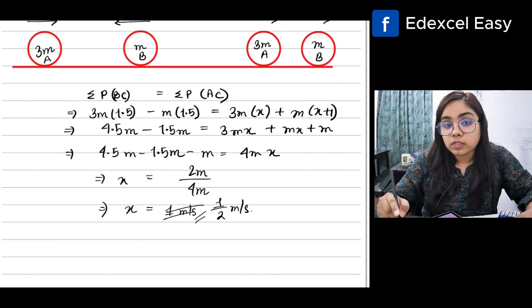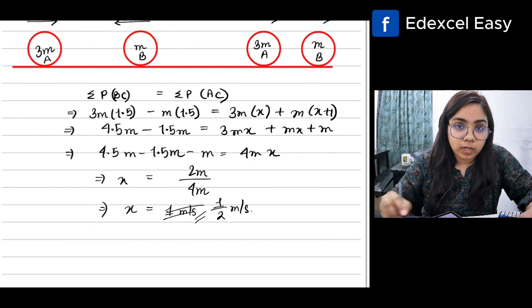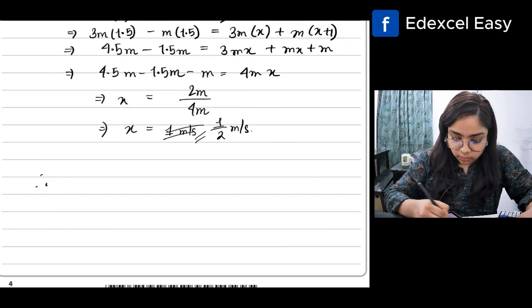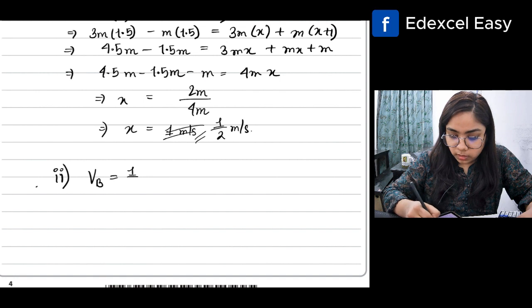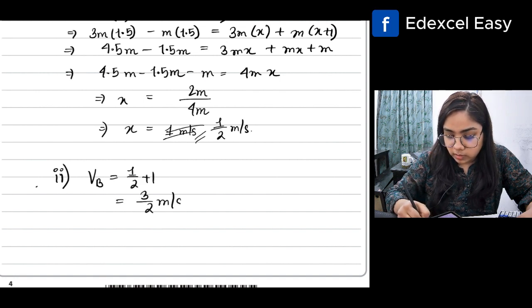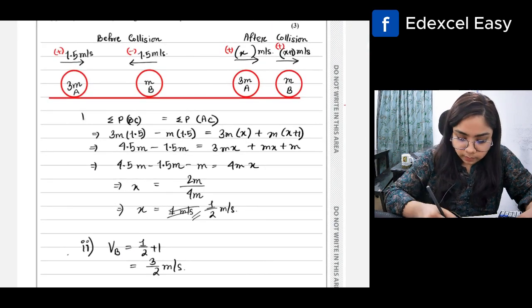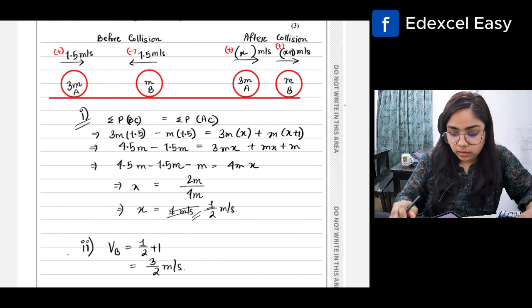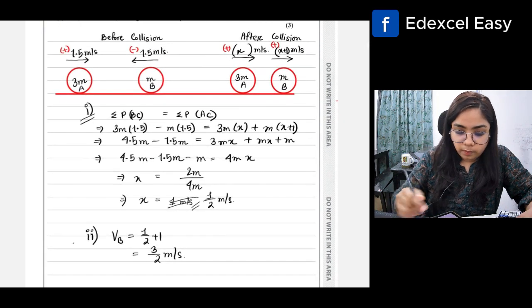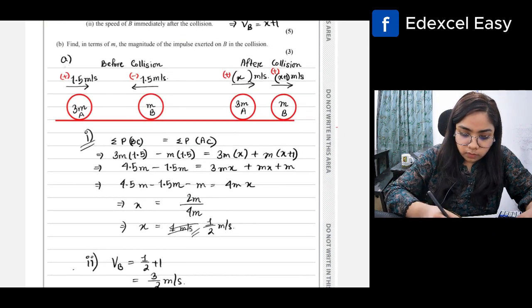Now this was the velocity of particle A. You just have to add 1 with this to get the final velocity of particle B. So at that part, for part A part 2, velocity of particle B is just going to be what? Half plus 1, that is going to be 3 by 2 meters per second, right? No other working has to be done for the second part. I hope this part A part 2 was clear for all of you.